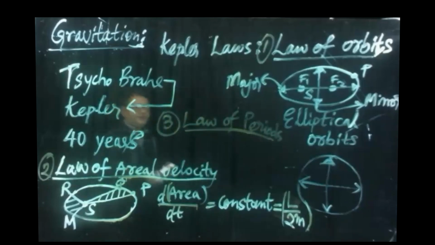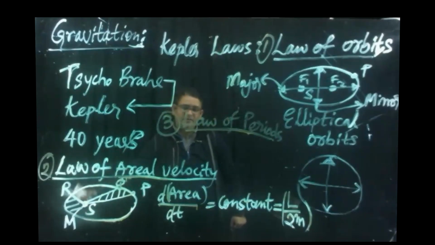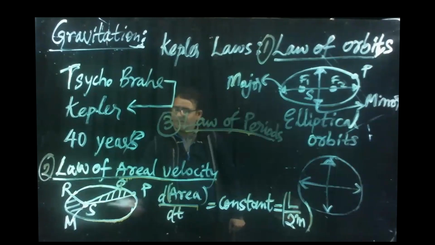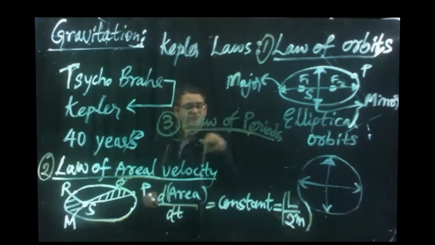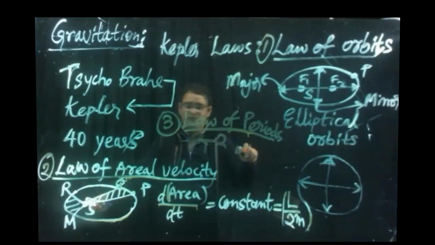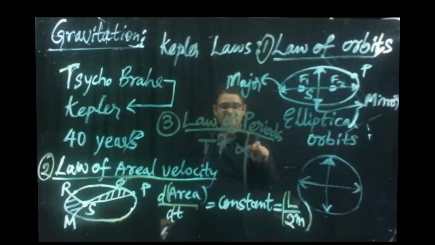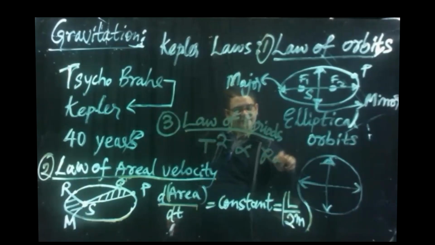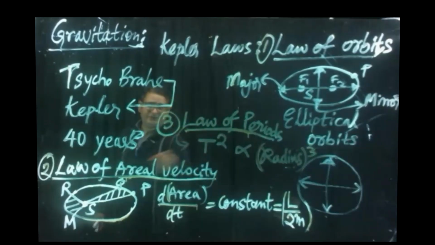According to the law of periods, if something is doing an orbit about a planet or a star, then the time period of that planet is proportional to its distance from the body around which it is doing the orbital motion. T square is R cube, where R is the radius. Okay, so this is the law of periods.